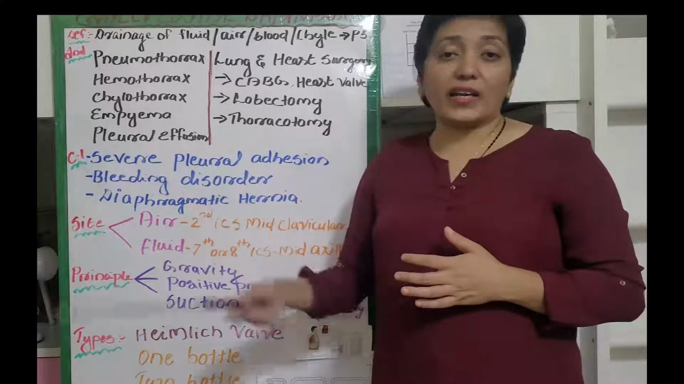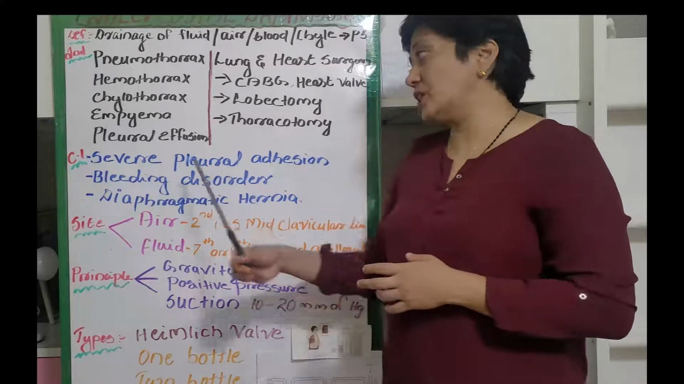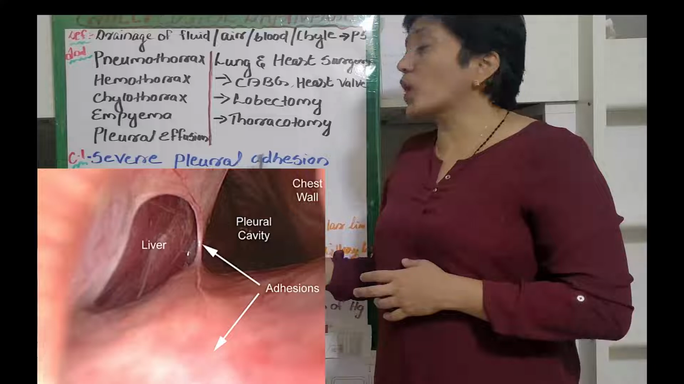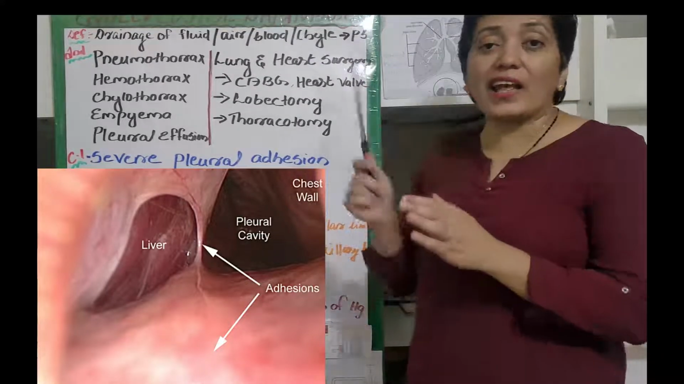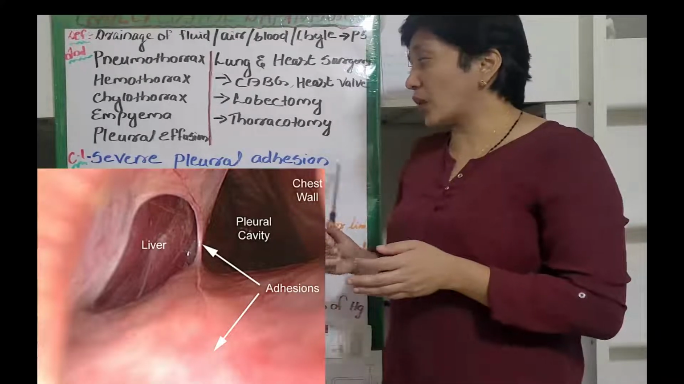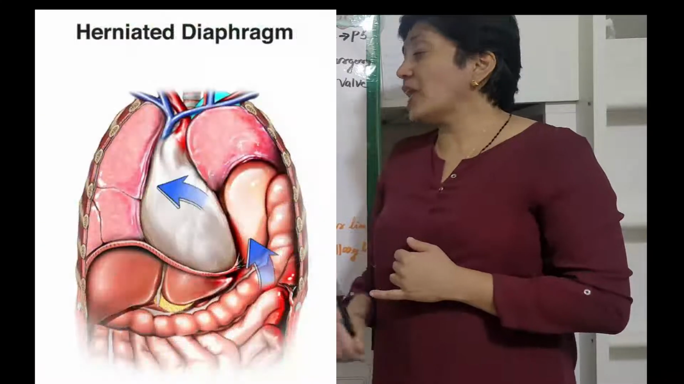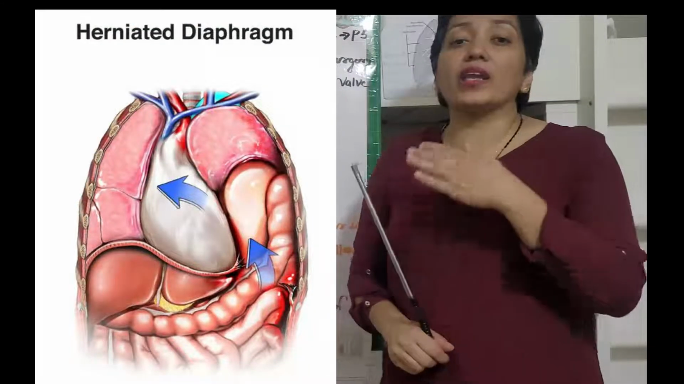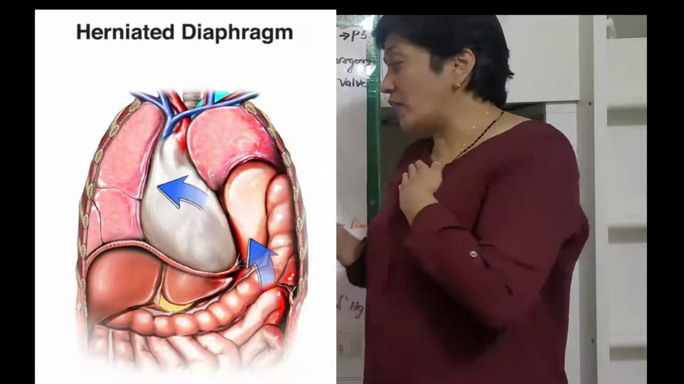What are the contraindications? In which cases can we not do the intercostal drainage? That is severe pleural adhesion. We know that the parietal layer and the visceral layer of the pleura get attached together, so in that case we cannot do this. Bleeding disorder, of course, is contraindicated. Then diaphragmatic hernia. Any hernia in the diaphragmatic or thoracic space, we cannot go ahead with this.